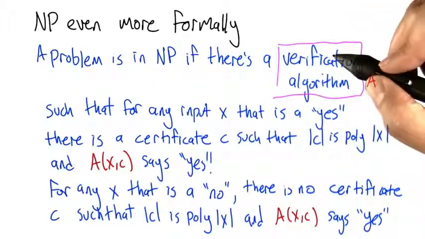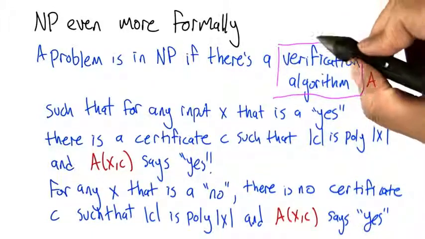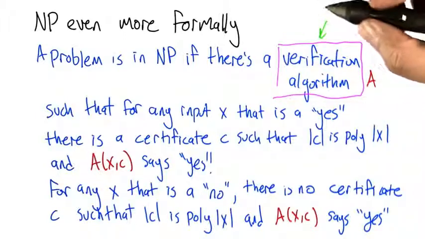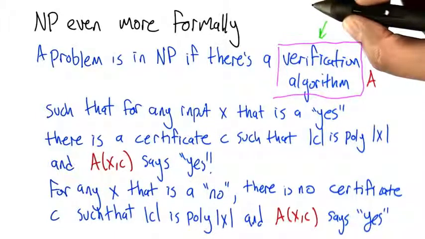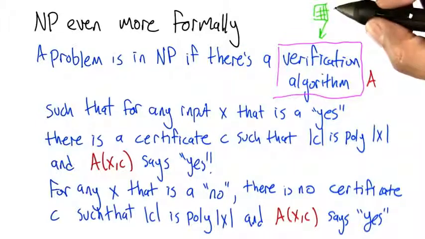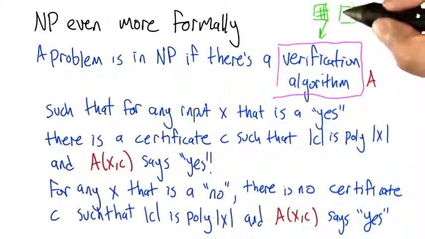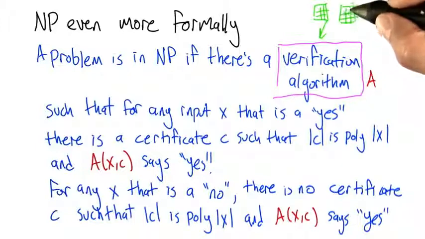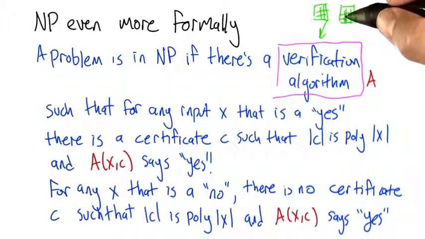So for the Sudoku example, the verification algorithm is what we described as something that takes the original Sudoku problem with things not filled in and the answer printed in the back of the magazine with the answer filled in, and it checks to see whether this is actually a solution to that. If it is, then it says yes, and if it's not, it says no.